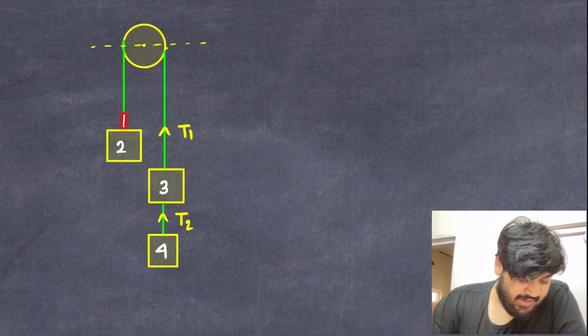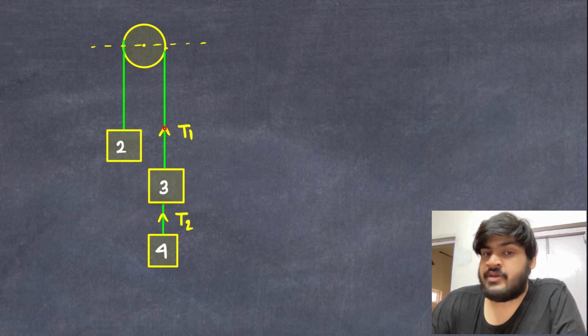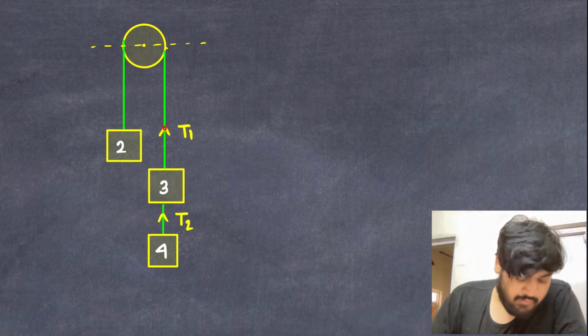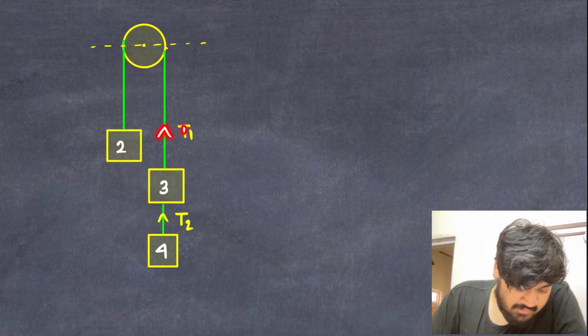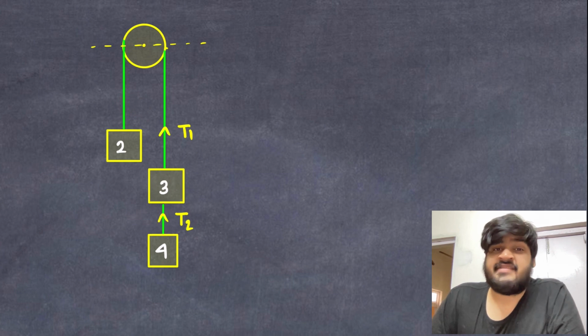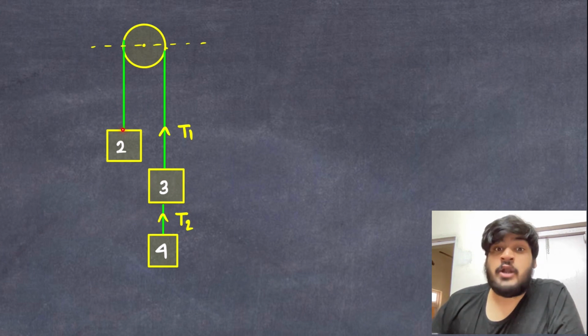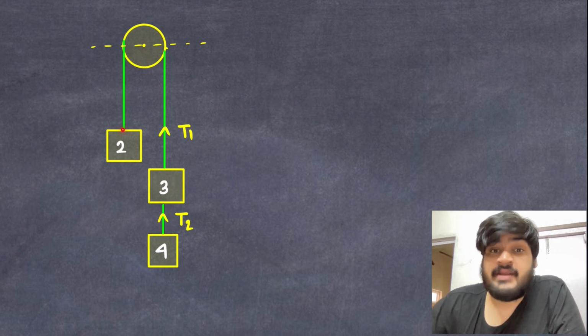Why? The 2 kg and the 3 kg blocks are connected by a single string, right? Everywhere in a massless string, what will happen? The tension will be the same. So over here, if there is the tension T1, then on the block of mass 2 kg the tension will be T1 and it will also be upward. So that means on a single massless string, everywhere the tension will be the same.